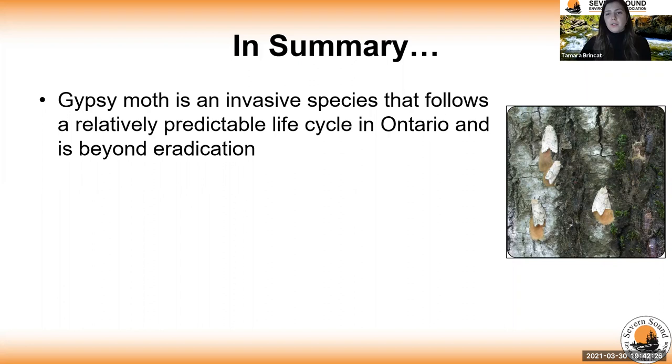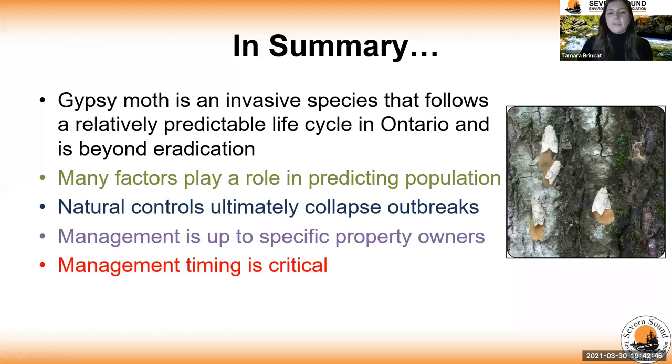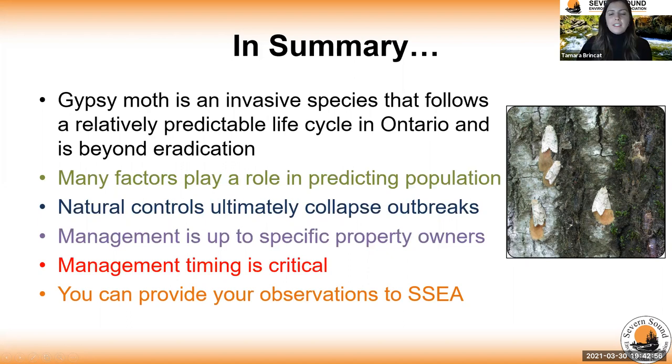Management is really up to specific property owners, and the goal of management is to reduce defoliation of trees and not necessarily to drive population for next year. The management timing is critical, and it's different for each life stage, so it's important that you make observations. And then lastly, you can provide observations to SSEA and report that information. And then we will be providing updates on outbreaks and life cycles on our social media.